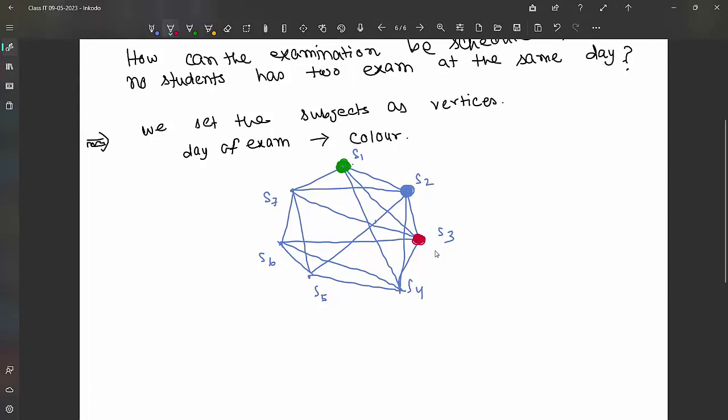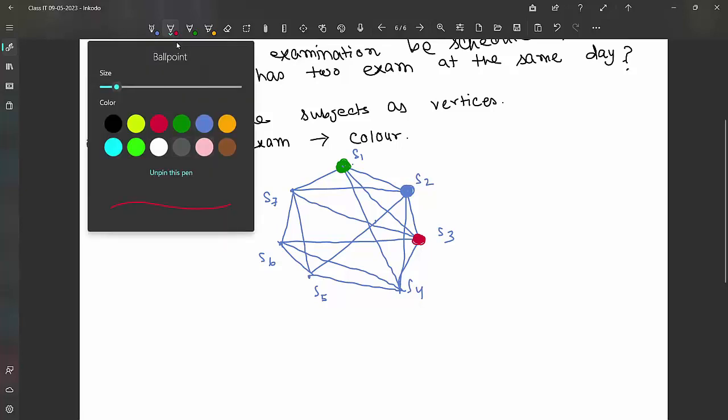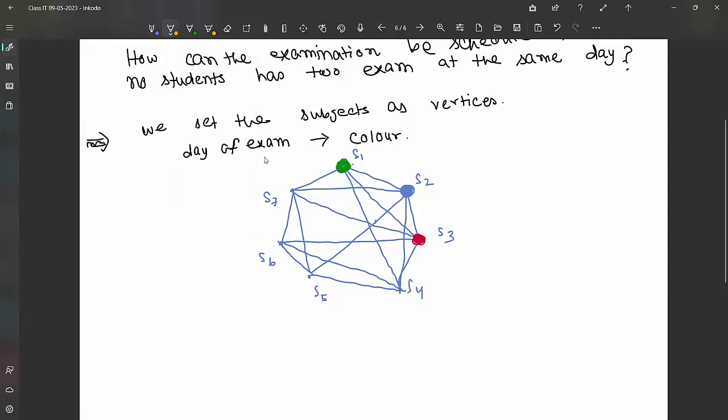After that, for S4, you can't give it blue, you can't give it red, and also you can't give it green. That means there is again a problem. S4 is connected with all of S1, S2 and S3. So for S4 you need another color. Suppose this is the yellow color we need for S4.